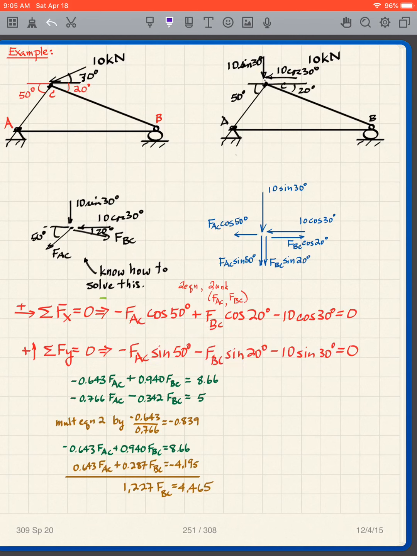But now we have two equations, two unknowns, so it's a little more difficult. I'm not going to go through this. You should all be capable of doing it, or you should all be able to use your calculator to solve this.